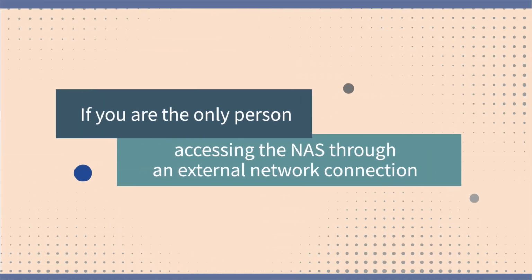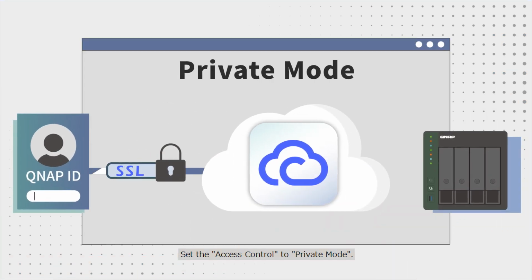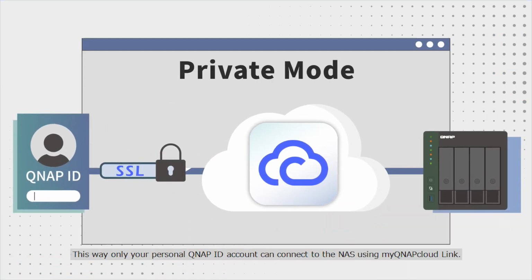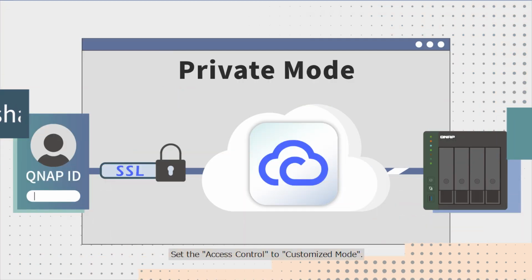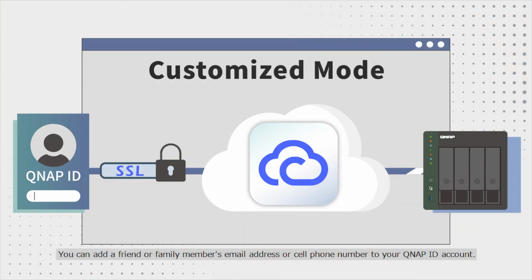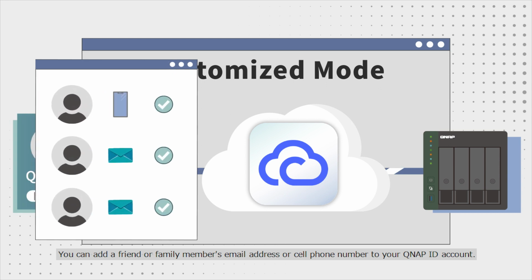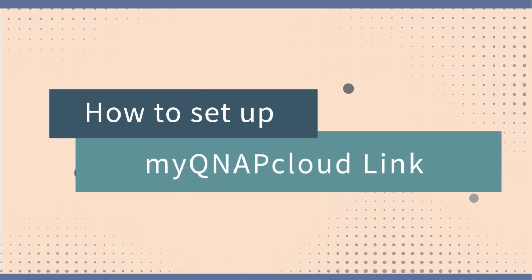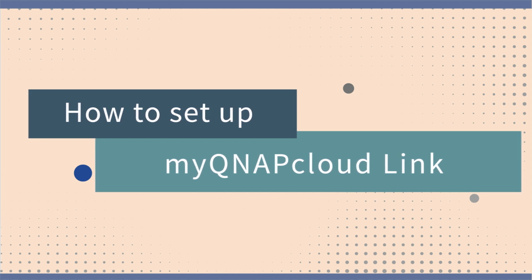If you are the only person accessing the NAS through an external network connection, set the access control to private mode. This way, only your personal QNAP ID account can connect to the NAS using myQNAPcloud link. If you share the NAS with others, set the access control to customized mode. You can add a friend or family member's email address or cell phone number to your QNAP ID account. Then you can authorize them to use myQNAPcloud link to connect to the NAS. Click the information card in the top right, and the video tutorial will demonstrate how to set up myQNAPcloud link.